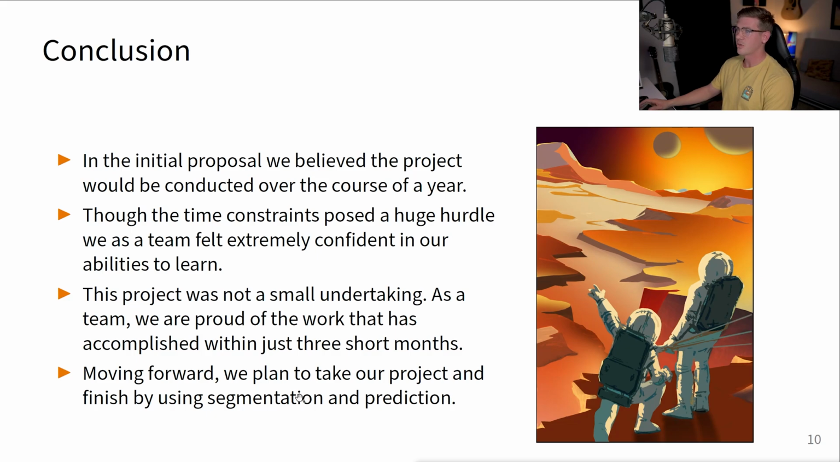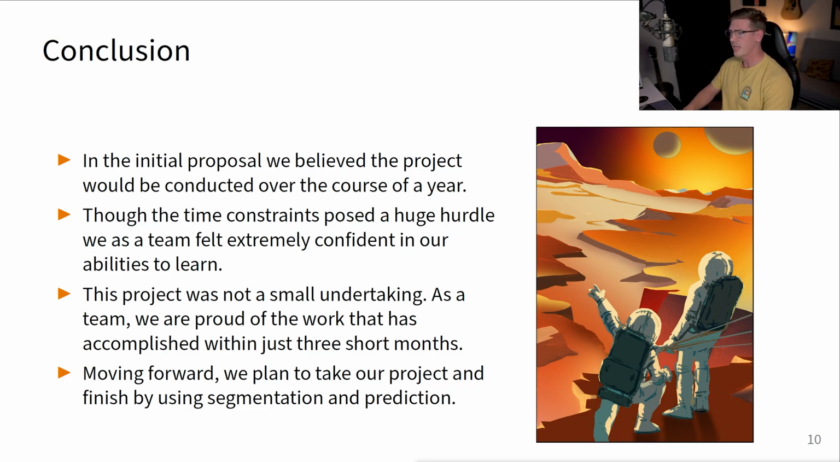So in the initial proposal, we believed that we would have roughly the course of a year. Though there was a huge time constraint, the team was extremely confident in its ability to learn, and we're still extremely confident, even with only a 3-month time span. This project was no small undertaking. We're extremely proud of the work that we've accomplished and also extremely proud of the results that we've received.